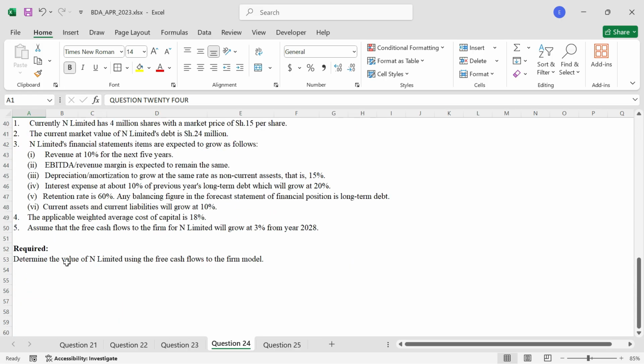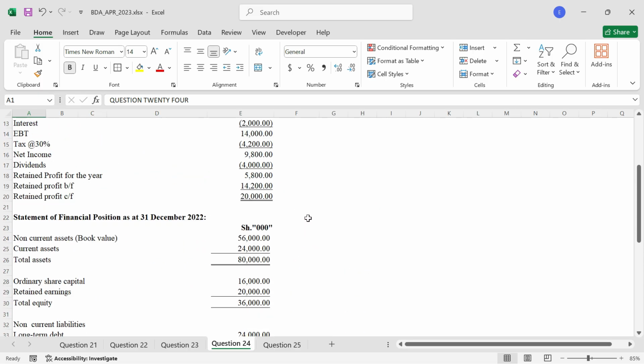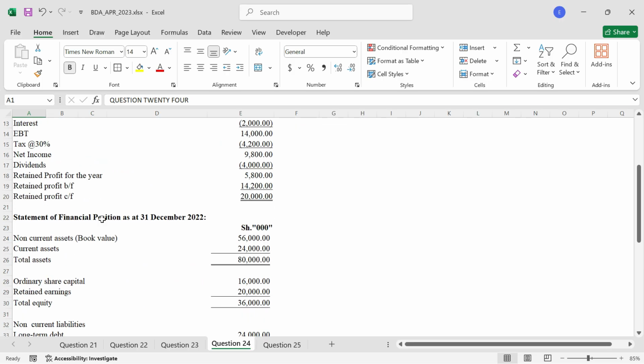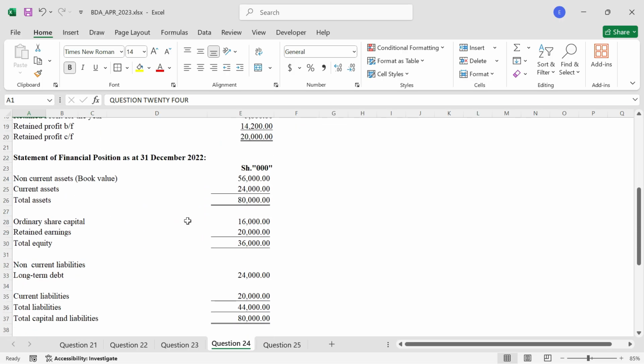I am required to determine the value of N Limited using the free cash flow to the firm model. I am told that M Limited is currently making a bid for N Limited. The following information has been provided to enable you to determine the various prices that N Limited can offer the stakeholders of N Limited. I'm provided with the P&L for December 2022 and the SFP as at 31st December 2022.